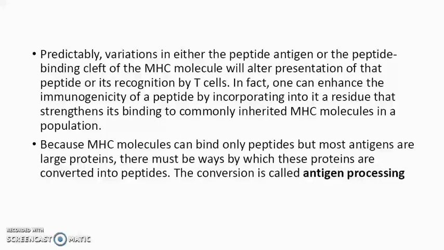Predictably, variation in either the peptide antigen or the peptide binding cleft of the MHC molecule will alter presentation of the peptide or its recognition by T cells. In fact, one can enhance the immunogenicity of a peptide by incorporating into it residues that strengthen its binding to commonly inherited MHC molecules in a population. Because MHC molecules can bind only peptides but most antigens are large proteins, there must be ways by which these proteins are converted into peptides. The conversion is called antigen processing.